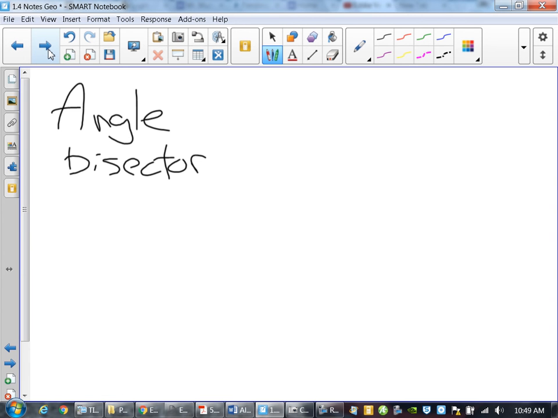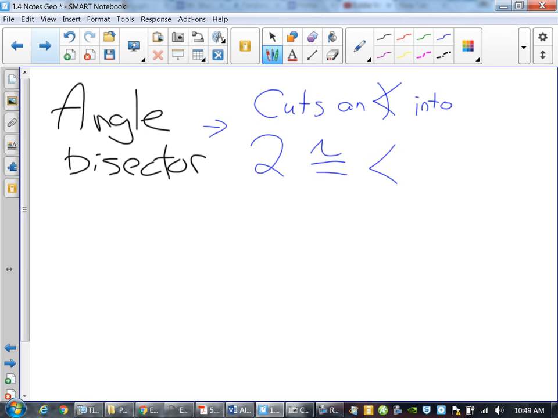So an angle bisector cuts an angle into two congruent angles.